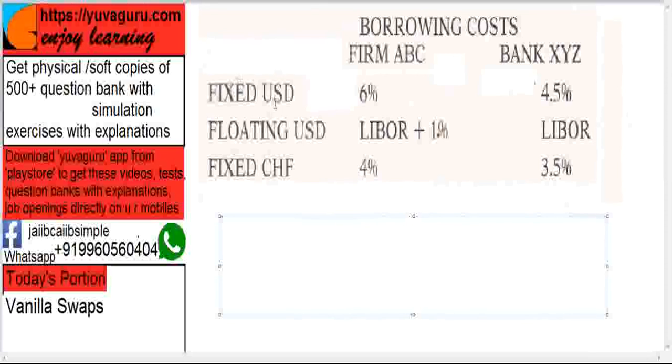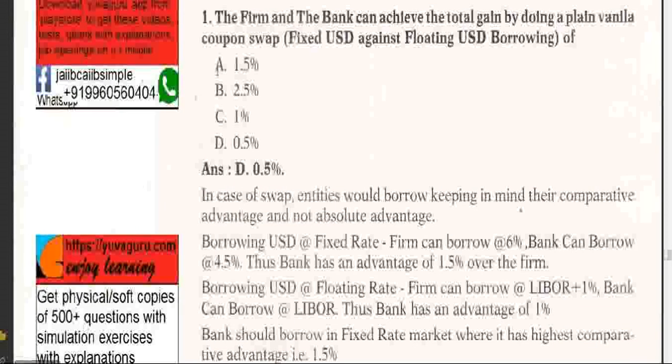Fixed USD: for the firm it is 6%, for the bank it is 4.5%. Floating USD: firm it is LIBOR plus 1, bank it is LIBOR. Fixed CHF: firm 4%, bank 3.5%. Now, based on this, you have been asked certain questions. The first question is: the firm and the bank can achieve a total gain by doing a plain vanilla coupon swap, meaning fixed USD against floating USD borrowing, of what?